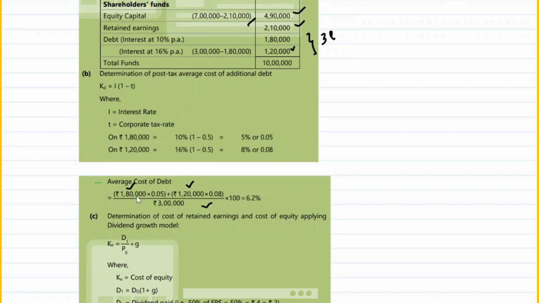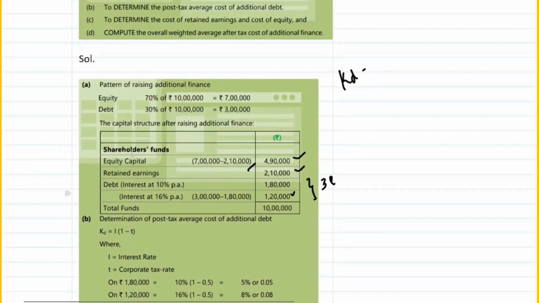What is the total debt element? 180 plus 120, that is equal to 3 lakhs. So that is 6.2%. What you need to remember is the post-tax KD, and they've asked for the average of it. Okay, so this is how you go about this question.